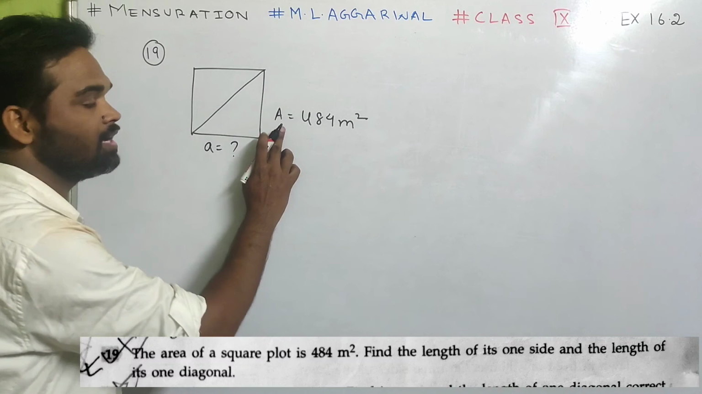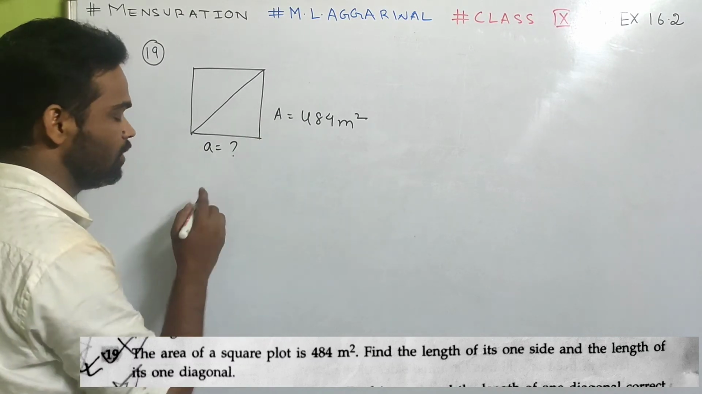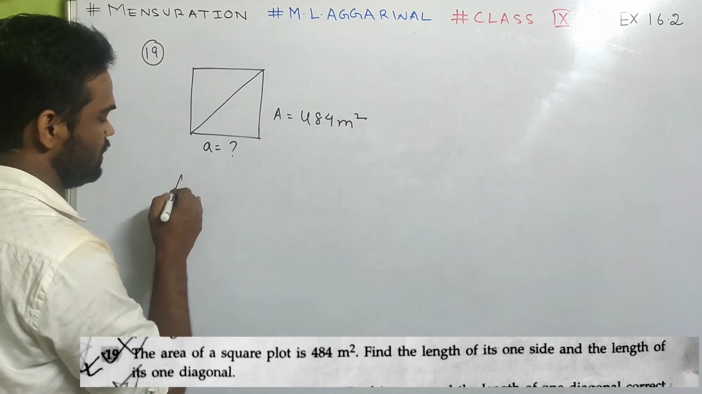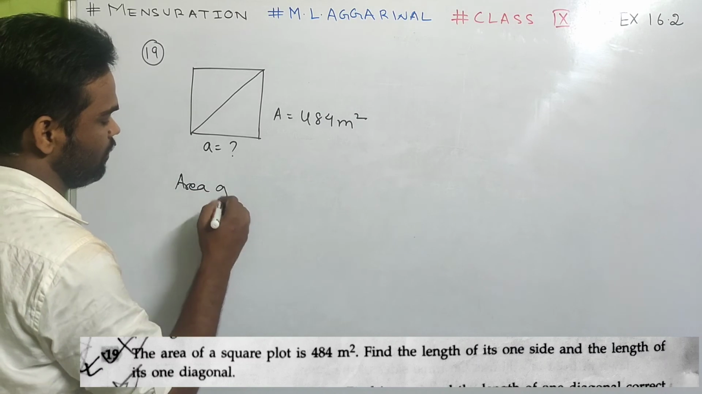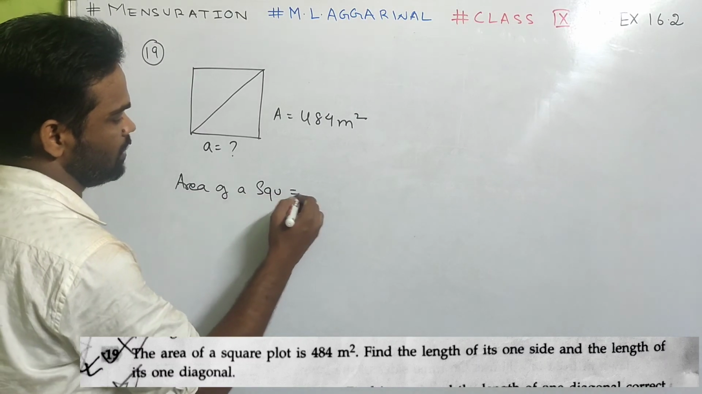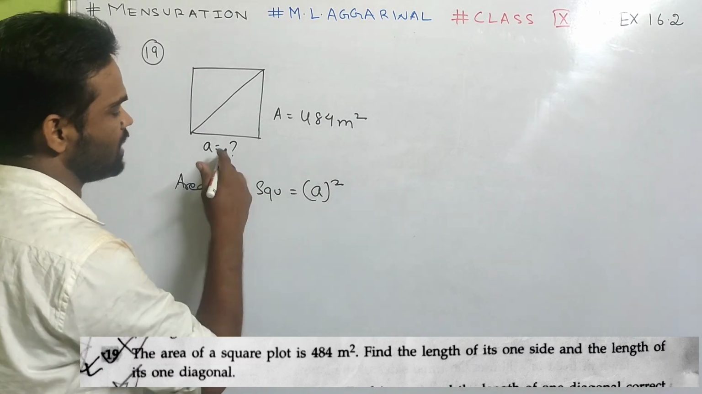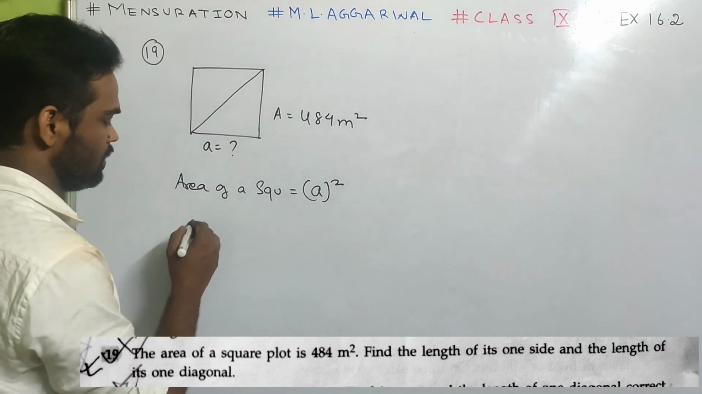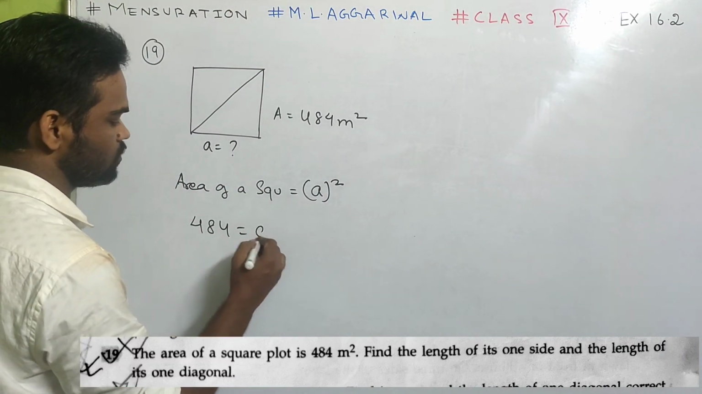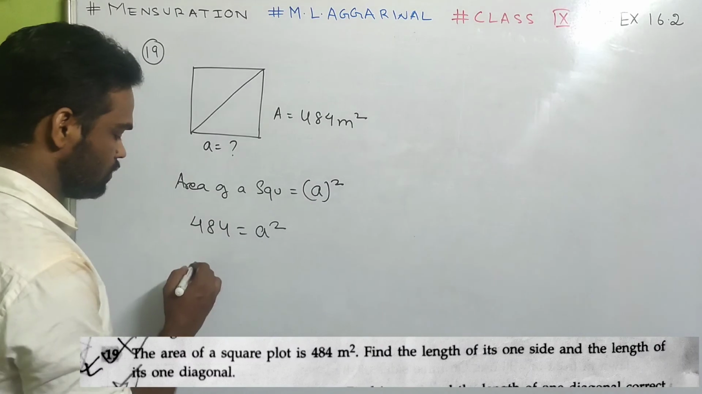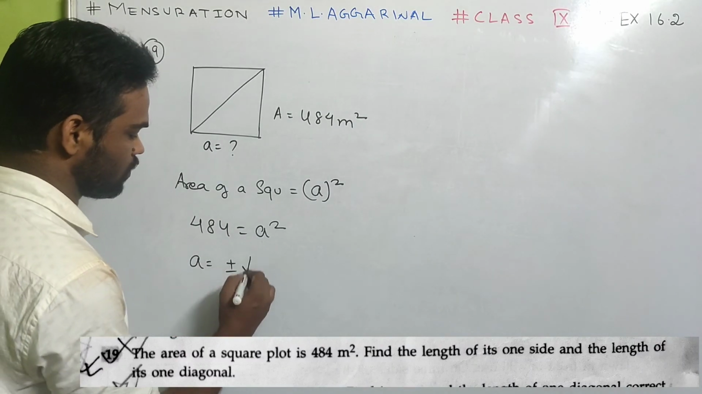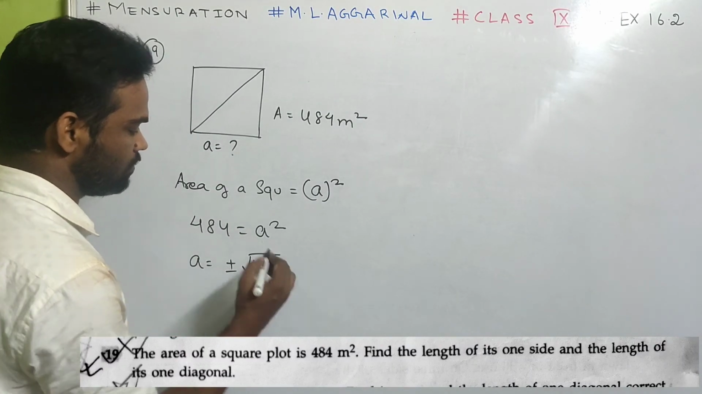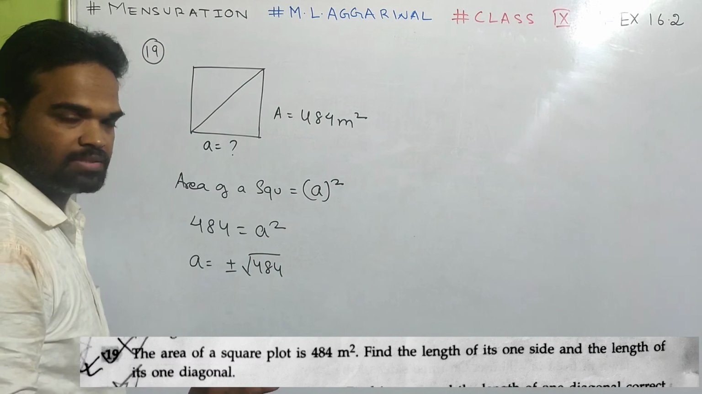Now first of all, area is given. We know area is side square. Area of a square is side square. Suppose the side is A, then 484 equals A square. A will be what? Plus minus root 484. We can do it like this.